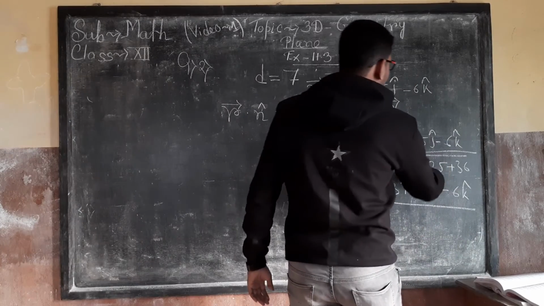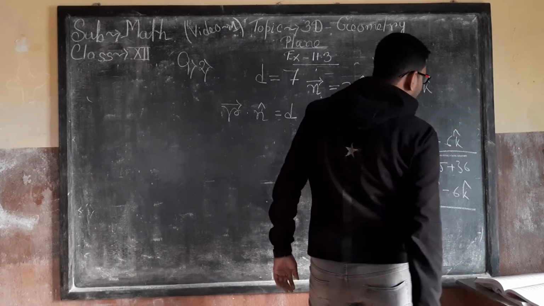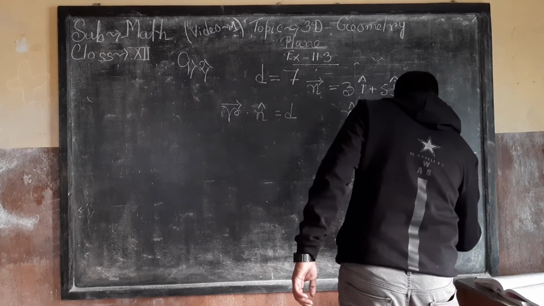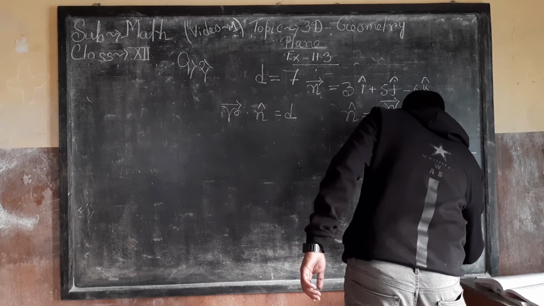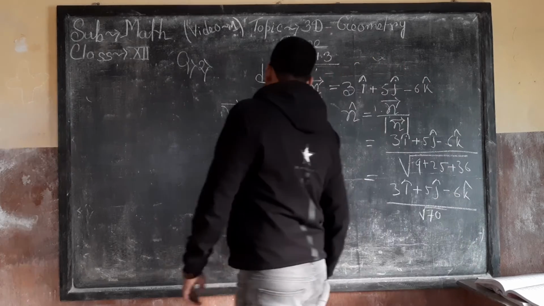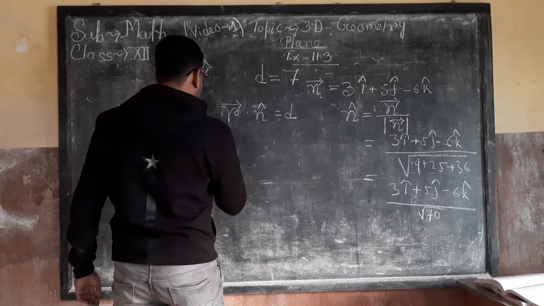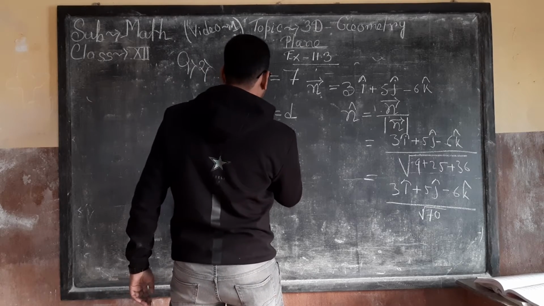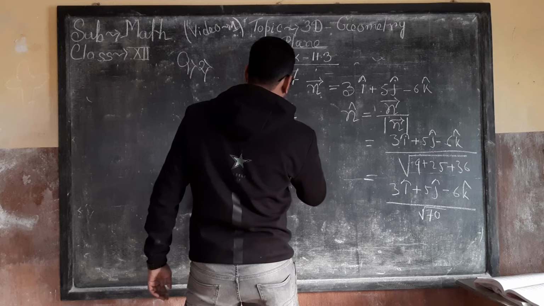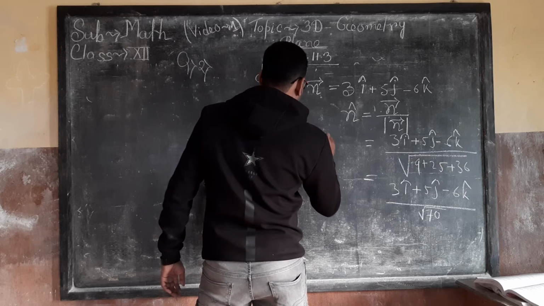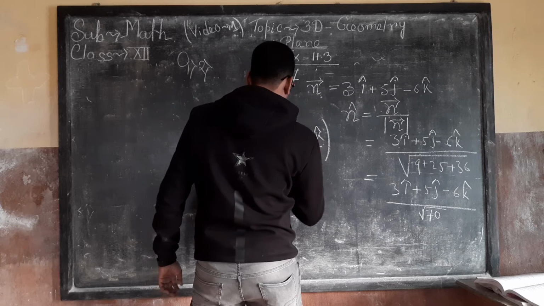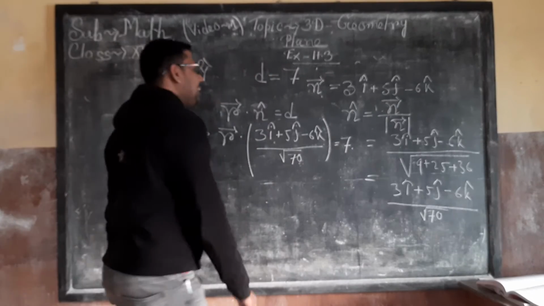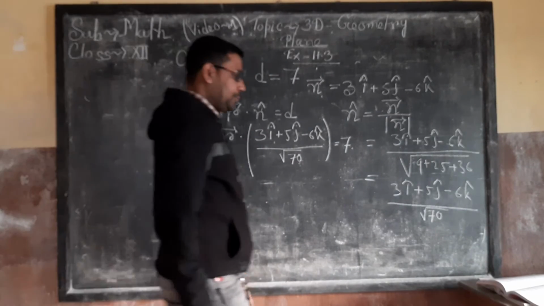Right. This is 9 plus 25, that means it is 34, plus 36 is 70, and under root, that means root 70, and from this we can write the r vector dot 3i cap plus 5j cap minus 6k cap by root 70 is equal to 7. So this is the particular equation.